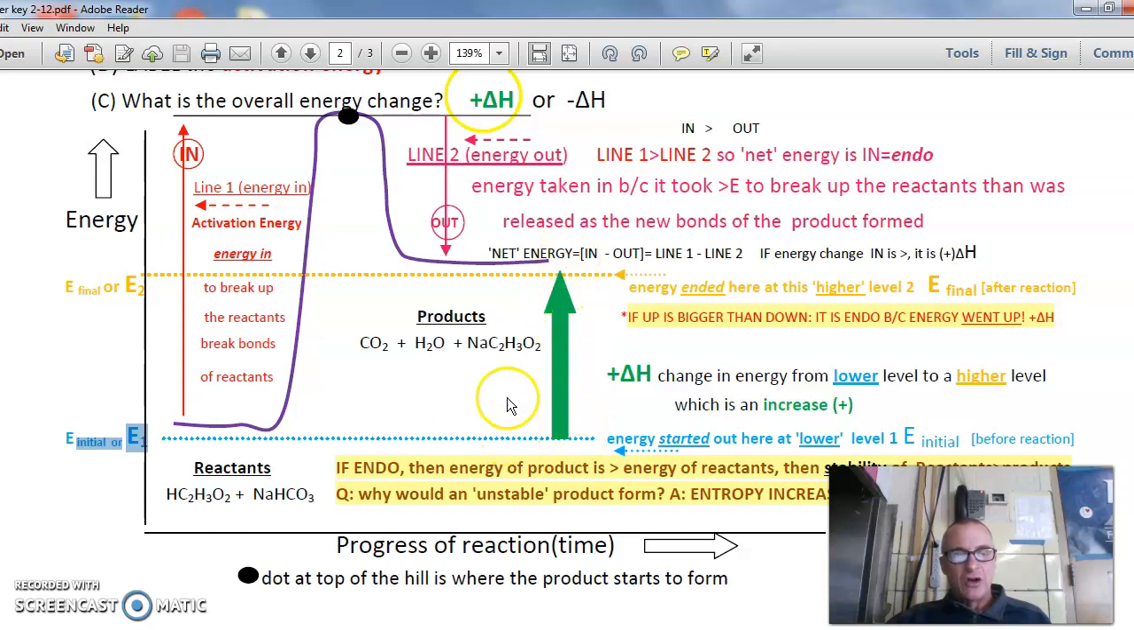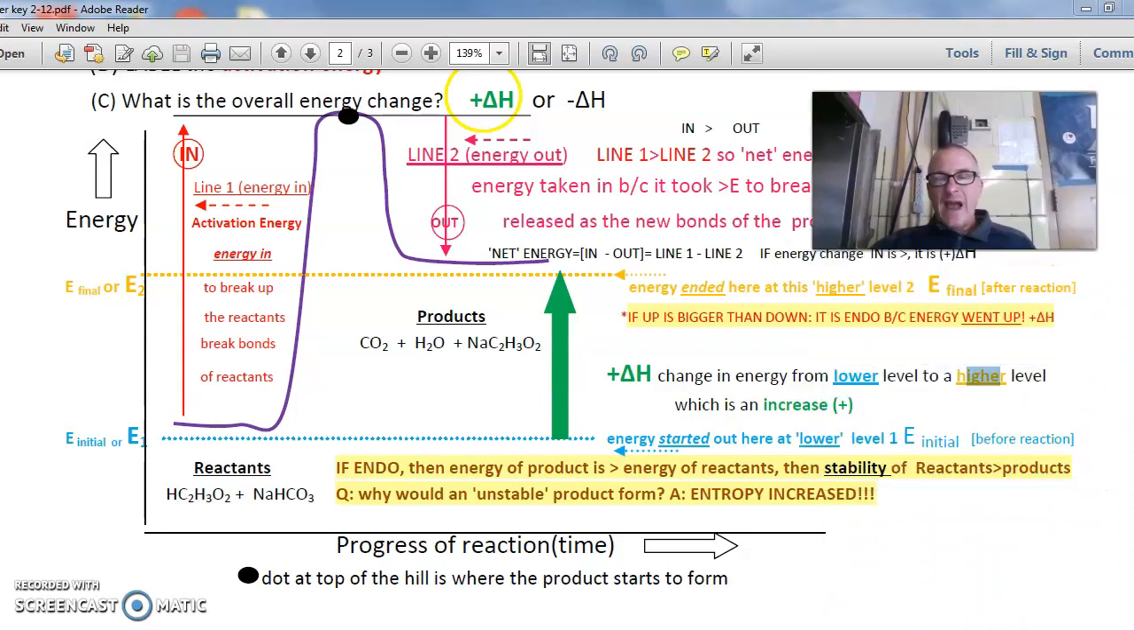The energy started here. It ended here. Our net change, triangle means change, is that green line right there. That green arrow up. It went up. It went from a lower level to a higher level. That is energy up. That is an increase. If the up arrow, again, is bigger than the arrow pointing down, it's endothermic. The energy had to go up. The up arrow is bigger than the down arrow, so overall the energy went up.